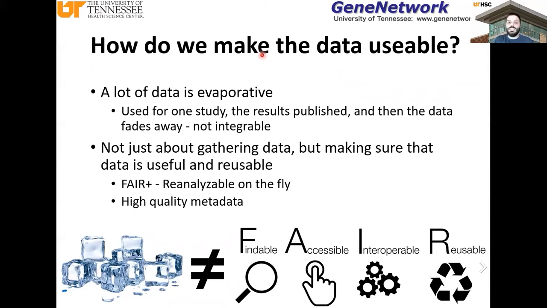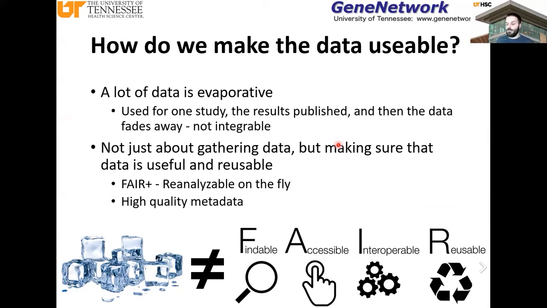So how do we make this data usable? Well, a lot of data is evaporative. It's used for one study, a really specific phenotype is measured, the results are published, there's maybe a table and a figure, and then the data kind of fade away. At best, it's locked on a hard drive in someone's drawer. At worst, it's disappeared completely. So it's not just about gathering bigger and bigger data, but making sure that data is useful and reusable. So we have this idea of FAIR data: findable, accessible, interoperable, and reusable. But we say FAIR plus, because we also want it to be reanalyzable on the fly.